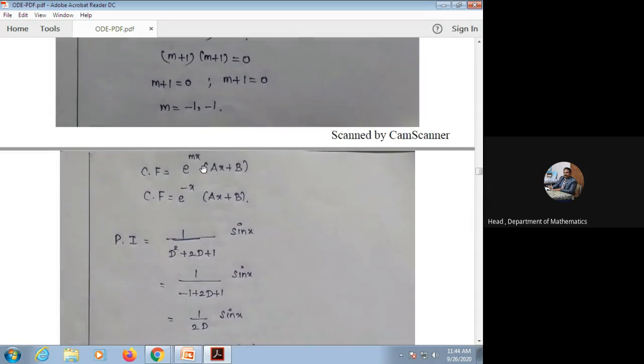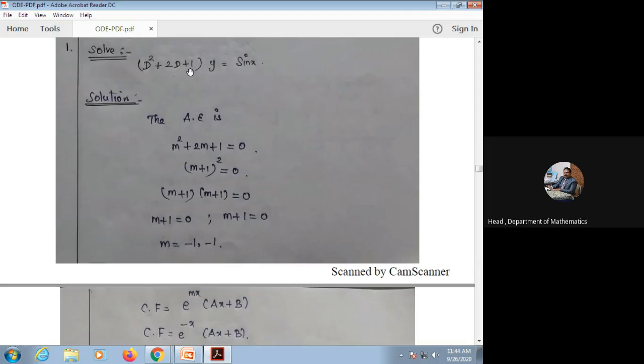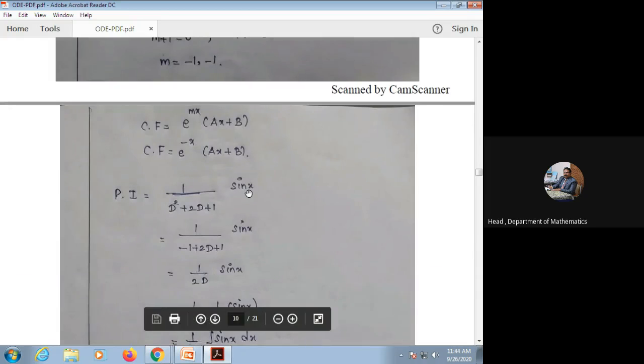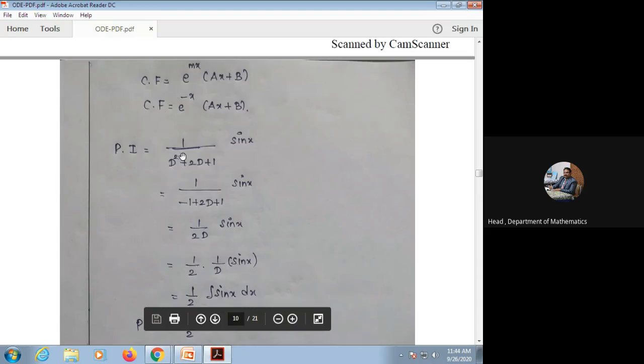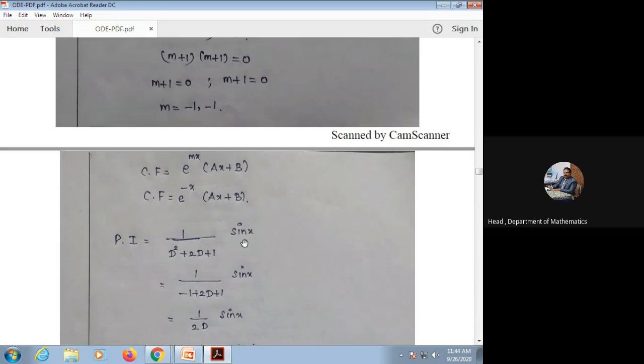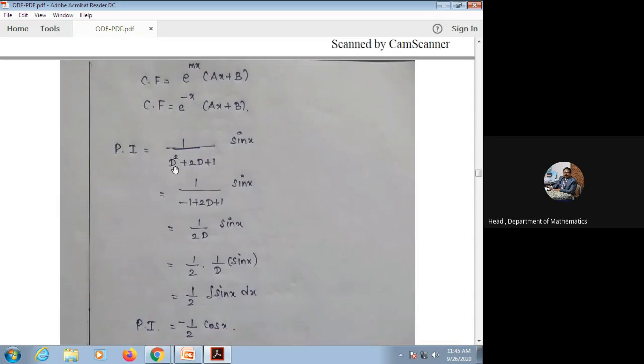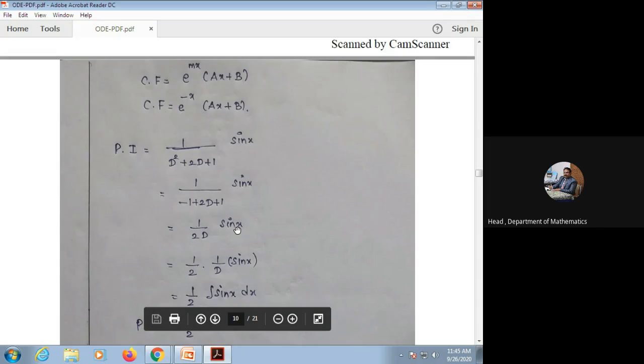So, we have to find the particular solution, that is equal to 1 divided by the given derivative term: D squared plus 2d plus 1 into sin x. This is the given value. Now we replace d squared by minus a squared. Here the coefficient of x is 1, therefore we apply d squared equal to minus 1 squared, that is minus 1. So substituting d squared by minus 1, we get 1 by minus 1 plus 2d plus 1 into sin x. Therefore, plus 1 minus 1 is cancelled. Therefore, 1 by 2d into sin x. Then we write 1 by 2 into 1 by d of sin x.